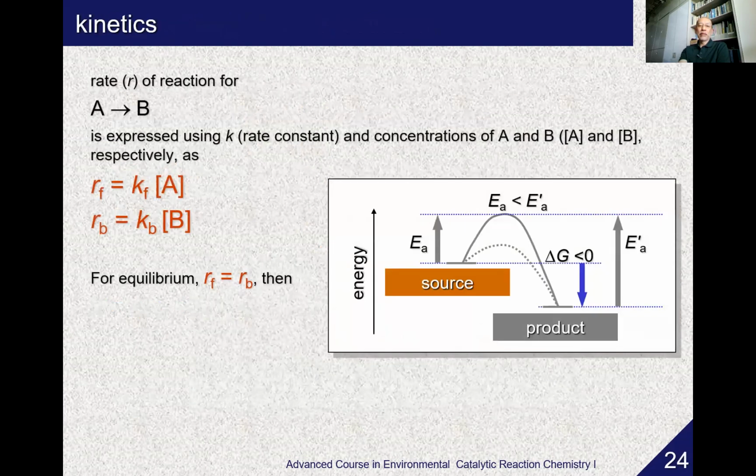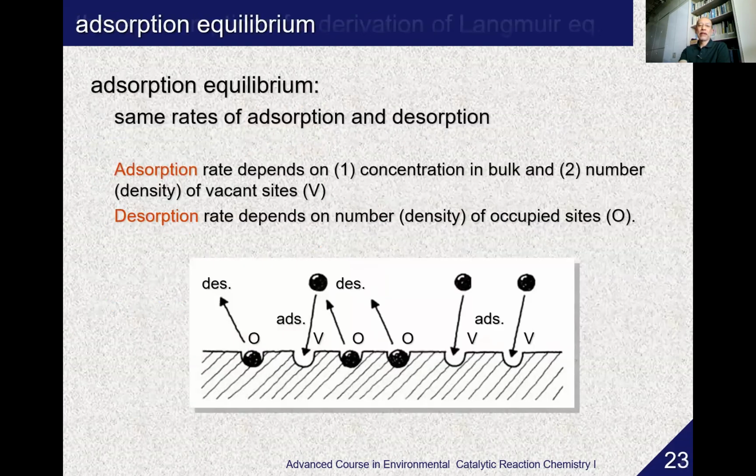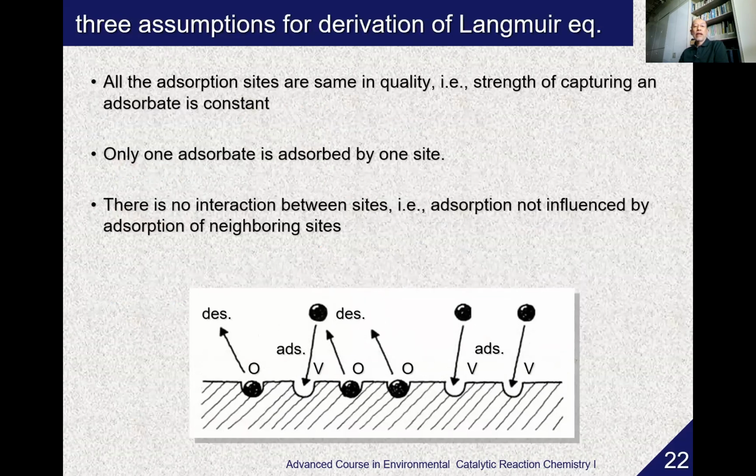And the other important point is this essential assumptions for derivation of Langmuir isotherm. All the adsorption sites are same in quality. That is, the strength of capturing the adsorbate is constant. And only one adsorbate is adsorbed by one site. Yes. And there is no interaction between sites. That is, adsorption not influenced by adsorption of neighboring sites.